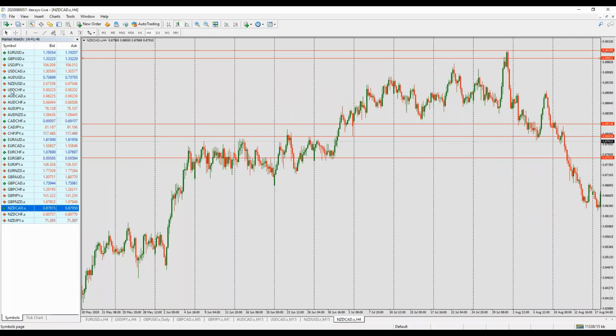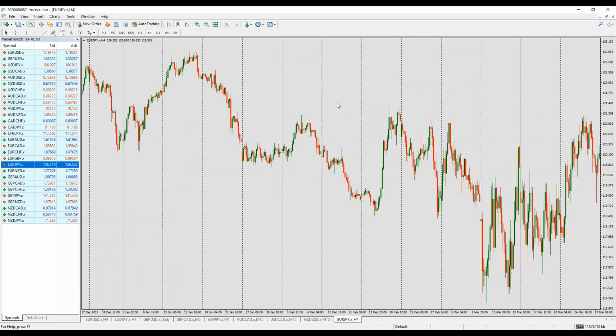Let's take a look at this Euro Yen. All right.